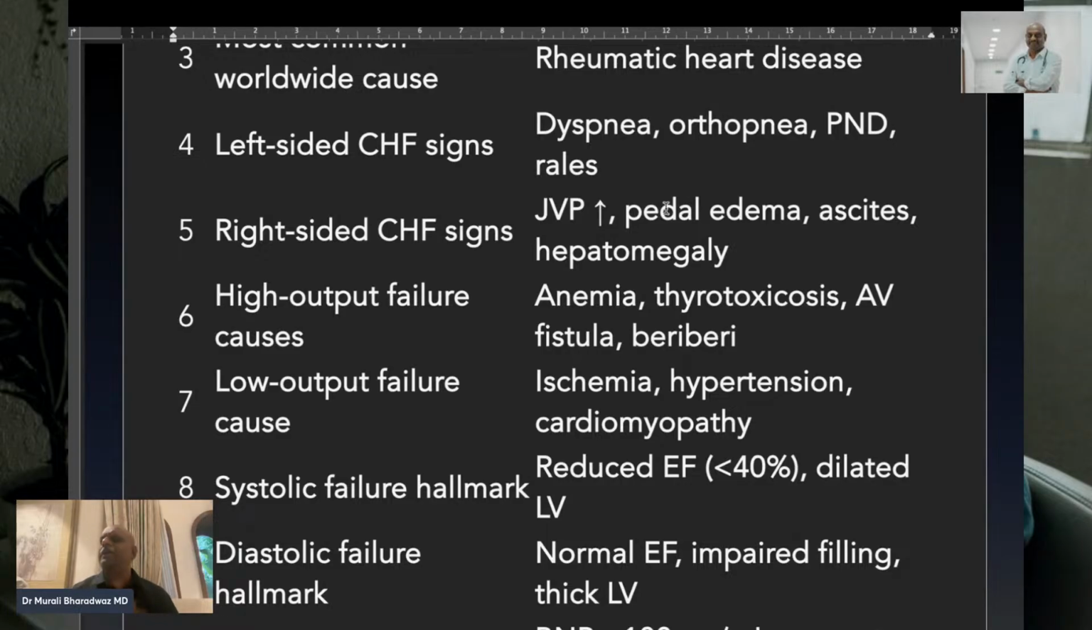Why paroxysmal? The moment he is short of breath, he will sit up. Once more he'll go to sleep. Once more the dyspnea. That's called paroxysmal nocturnal dyspnea.